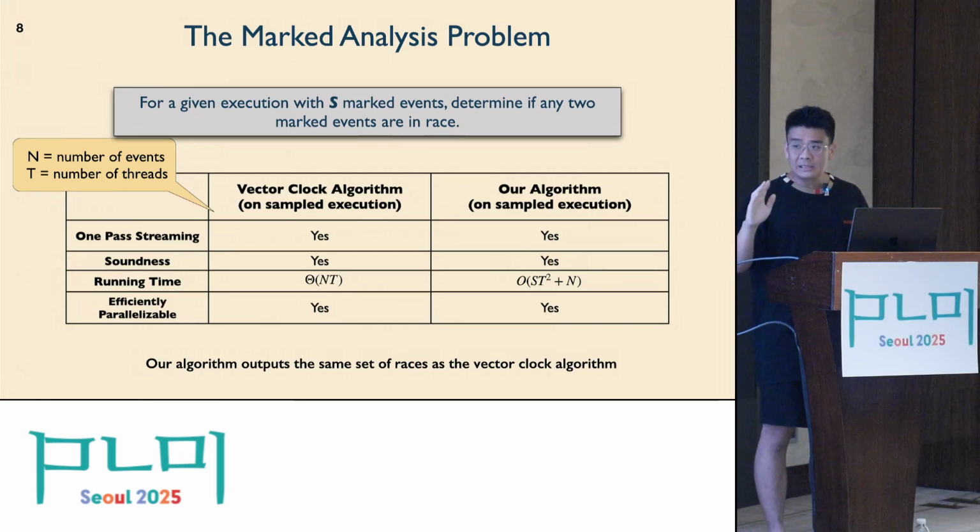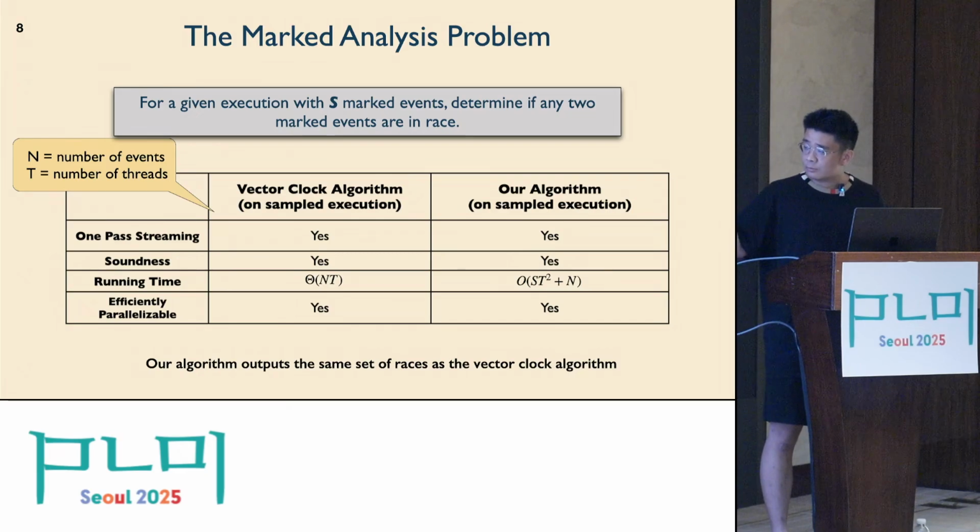Again, by sound we mean that we do not report any false alarms. And for the running time, the naive algorithm is the same as running the vector clock algorithm without sampling. It runs in time theta n times t. And our algorithm runs in time O(S t), where S is the number of marked events. Okay? And both of the algorithms can be efficiently parallelizable. At the end, it's worth mentioning that the algorithm we proposed will output exactly the same races as this naive approach.